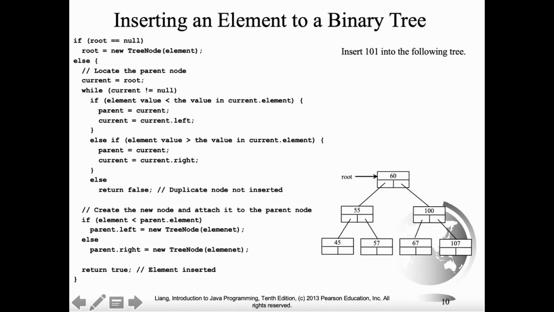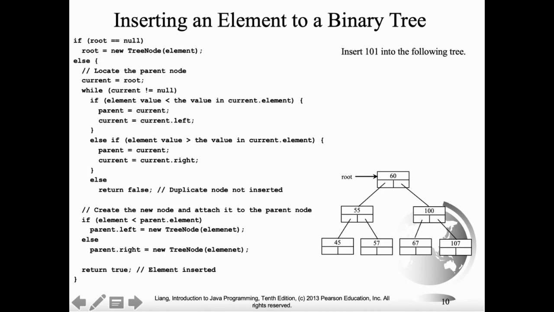Now 100. So now we have to compare 100 with 101. 101 is bigger than 100, so definitely we have to go to the right. The next one on the right is going to be 107. 107 is bigger than 101, so 101 is smaller. That means it has to go into the left side of the 107. So we need to add it as a left child of this node.